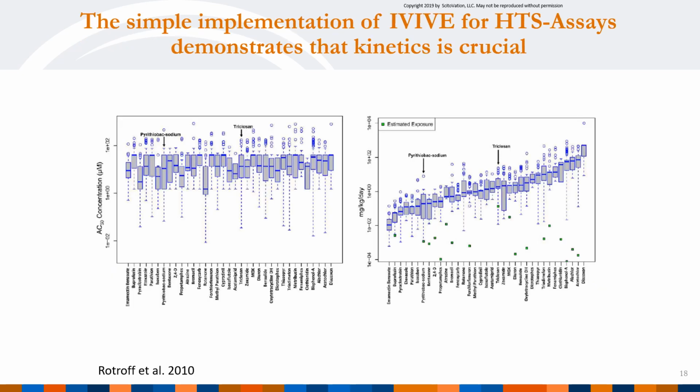So here you have an example showing that the simple implementation of IVIVE for high throughput assays demonstrates that kinetics is really crucial. On the left, you can see that by themselves, in vitro assay effect concentrations are quantitatively meaningless for risk assessment. But on the right, there is greater than 4 orders of magnitude difference in potencies in vivo. So IVIVE is really useful to put into context the results of in vitro assays.